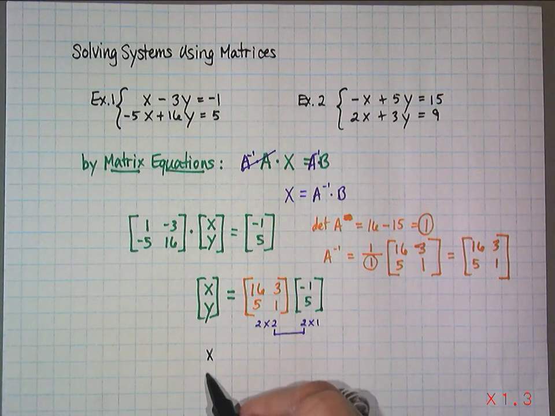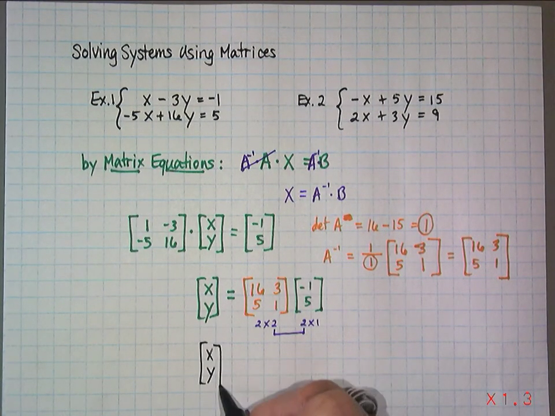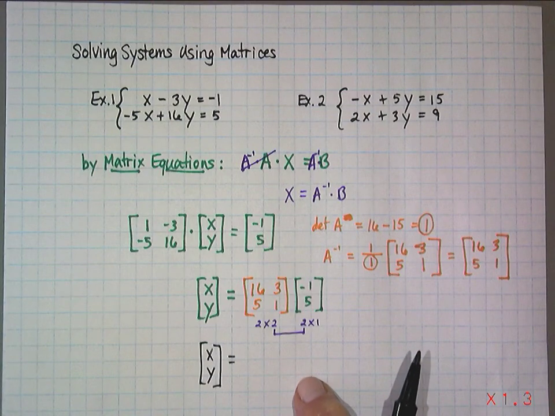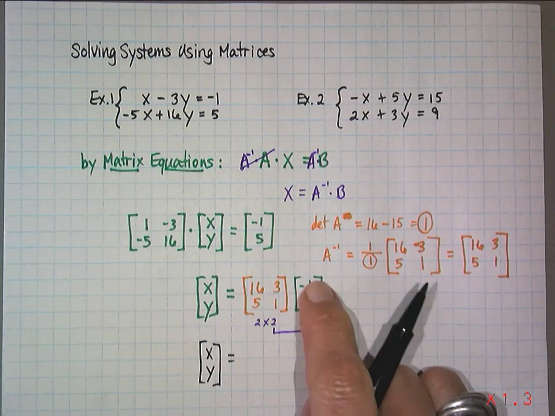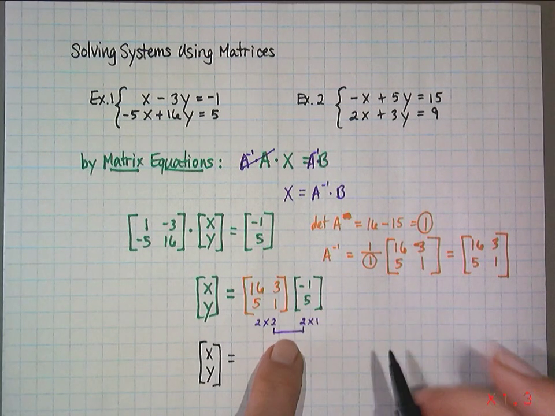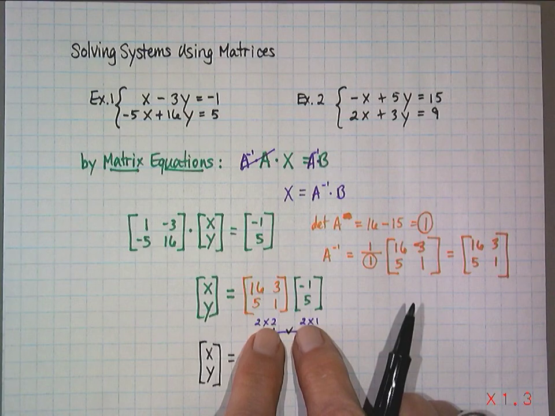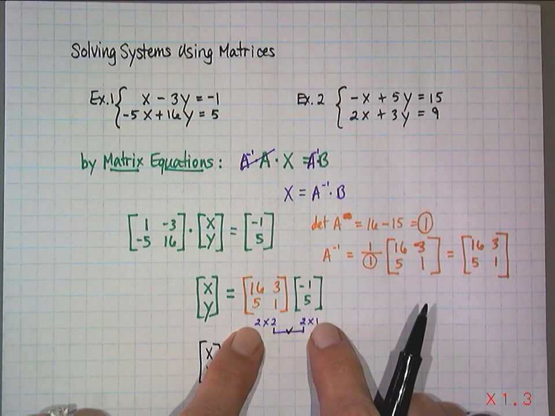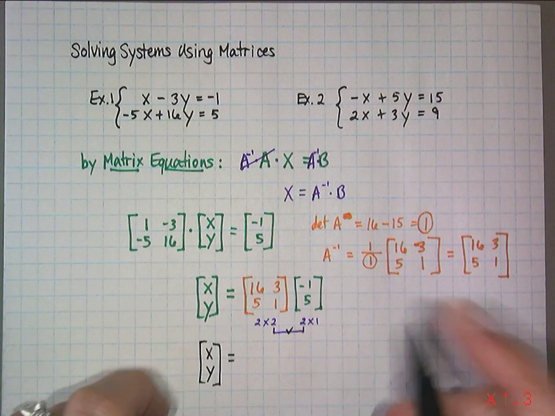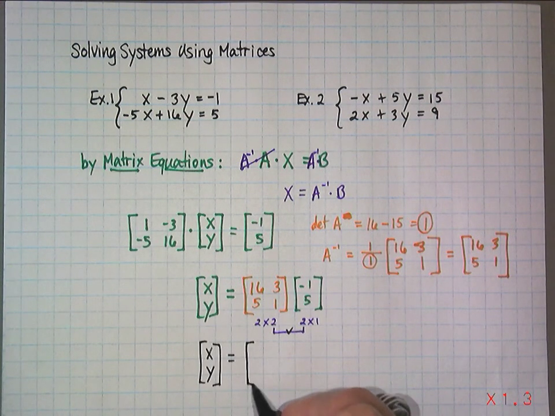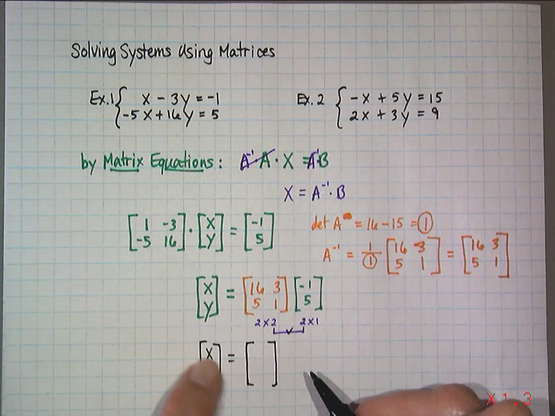The answer, I mean really, it's this easy. People are kind of frightened by it for some strange reason. All I need to do is multiply this matrix times this matrix. Remember, we can do it because the inside dimensions match. The outside dimensions tell me what my answer matrix is going to look like. It's going to be a 2 by 1. 2 rows, 1 column. Hence, the answer for x, the answer for y.